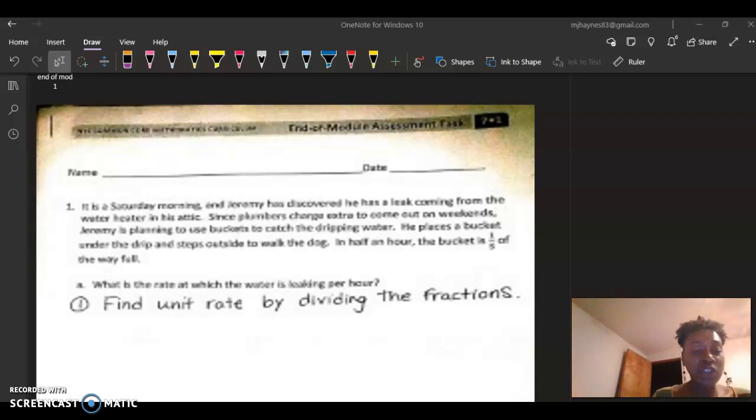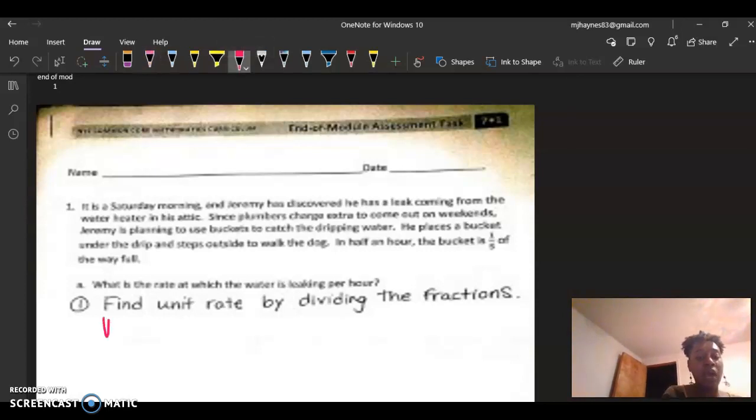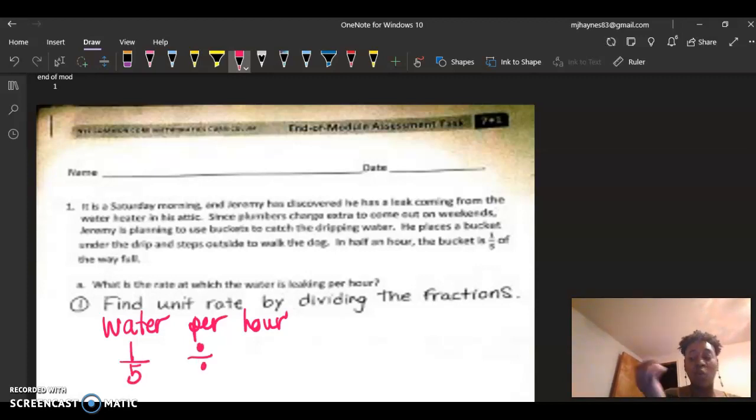All right, so the question is, what is the unit rate, or the rate at which the water is leaking per hour? So I've got to divide these fractions. I'm going to divide it in the way that they asked me the question. It's asking me about water leaking per hour. So I'm going to take the fraction for water, which is 1/5, and divide, because anytime I want unit rate, I have to divide. I'm going to divide it by the time, which is 1/2.